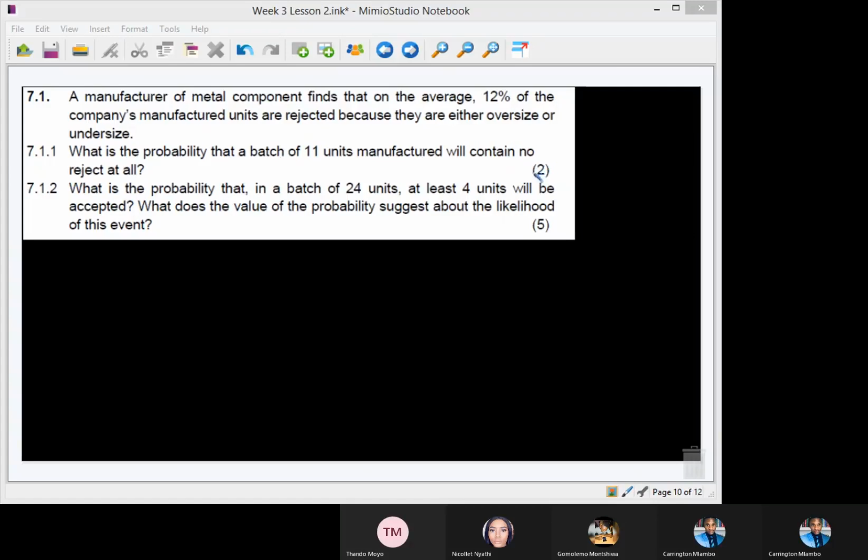Right, a manufacturer of metal components finds that on average, 12% of the company's manufactured units are rejected because they are either oversized or undersized. What are we dealing with? Poisson or binomial? Anyone? Is this Poisson or binomial? Binomial. Right, this is binomial. Once you know it's binomial, write your formula.